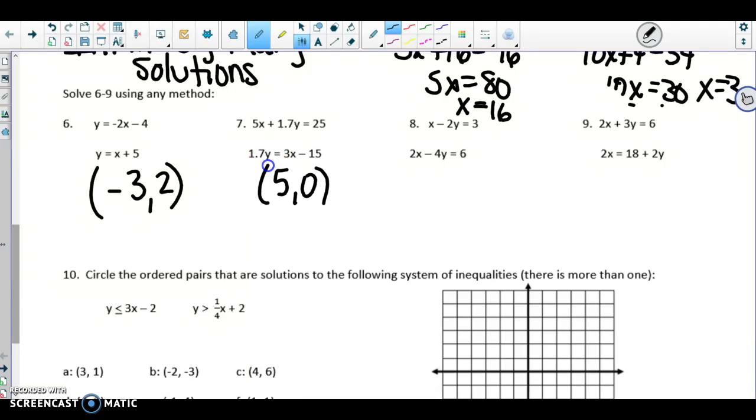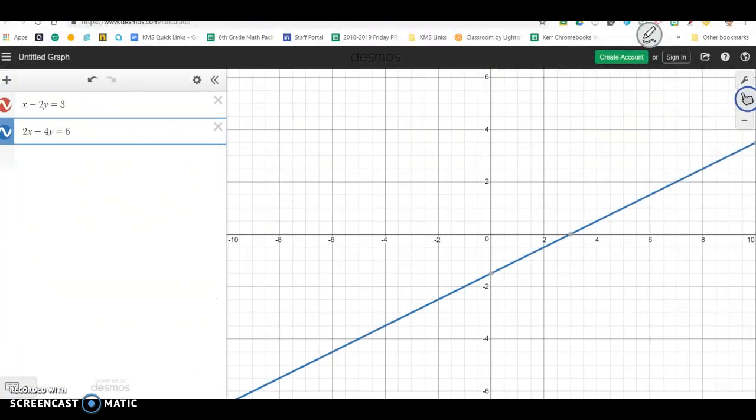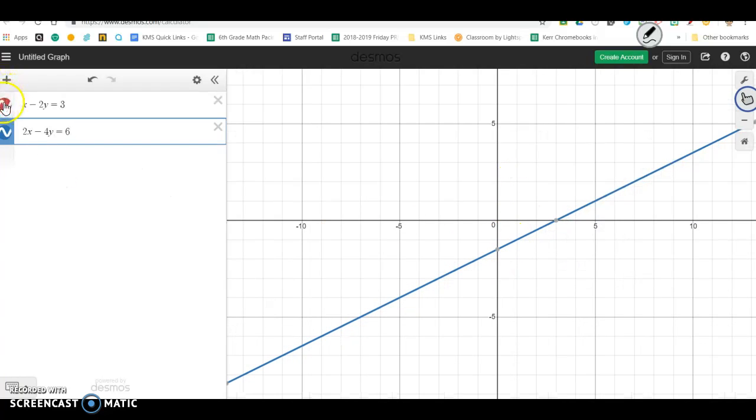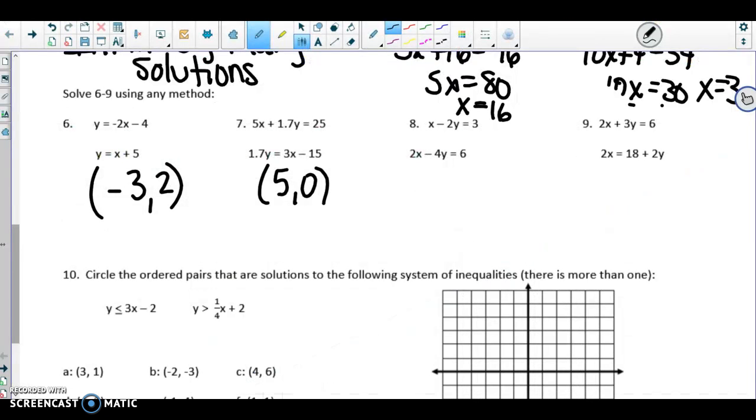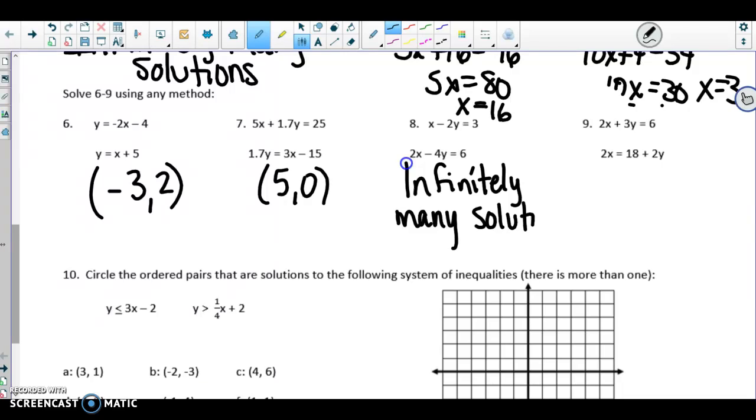All right, the third one, x minus 2y equals 3, 2x minus 4y equals 6. And when we type those in, we find out that they are the same line. And so when they are the same line like that, we would have infinitely many solutions for that. And if they were parallel, that's where we would write in no solution. Okay, so infinitely many solutions.